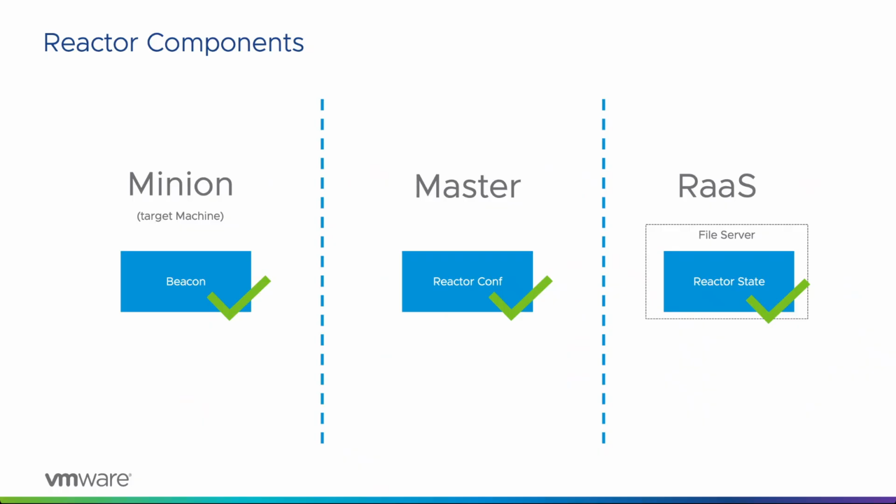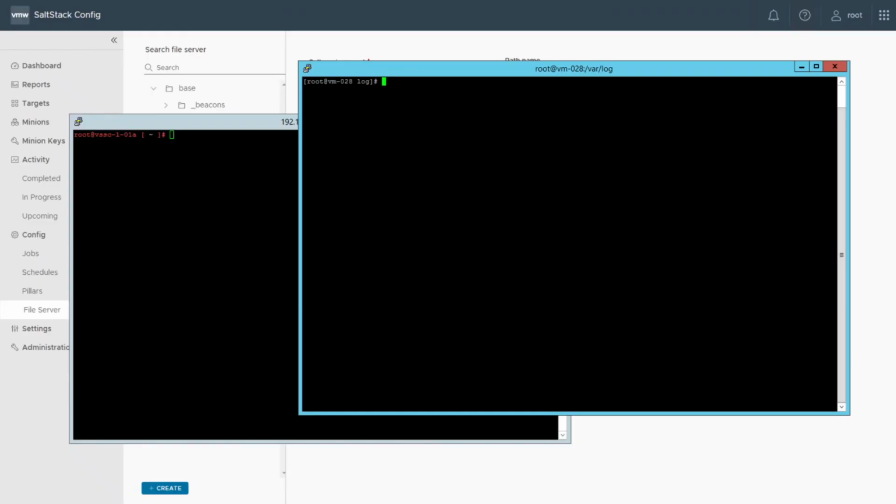So far, we have configured a minion which runs beacons, in our case a service beacon. We have a Reactor configuration on our master server, which is linking the service event with the Reactor state, which is the service SLS. And on the file server, we have, of course, our Reactor state. Once this is done, we can now move on to test our Reactor. For this, I will log into my target machine, stop my web service, and check if my Reactor is automatically restarting the web service.